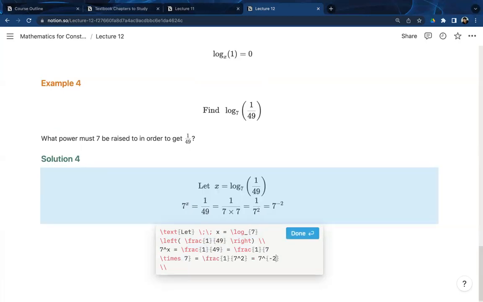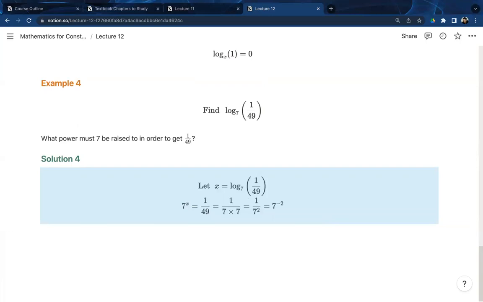No, not a half. 7 to the power half is the square root of 7. Square root of 7 is not 1 over 49. Square root of 7 is an irrational number. You can't represent that as a fraction. So the answer is -2. This is what I said before. Your laws of indices, you have to be good at them. You remember your indices, right?